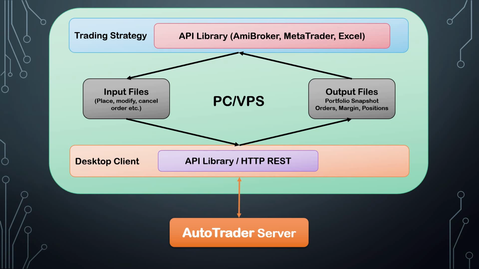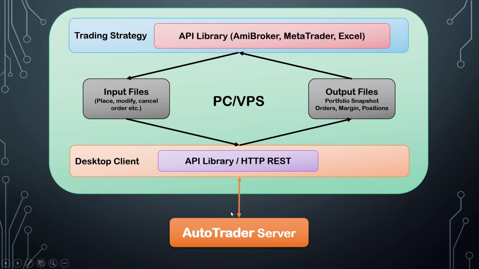Alright, let's try to understand the architecture. I will explain this with an example. So you have a trading strategy which is using one of the API libraries that we have provided. Your trading strategy, let's say, calls a place order function and passes it certain details like order symbol, quantity, and so on. The API library will then write those details into an input file, which is being monitored by the desktop client. The desktop client will read it, and understand that an order needs to be placed. It will make an HTTP request to the AutoTrader server to place the order. That's how one side of the communication works.